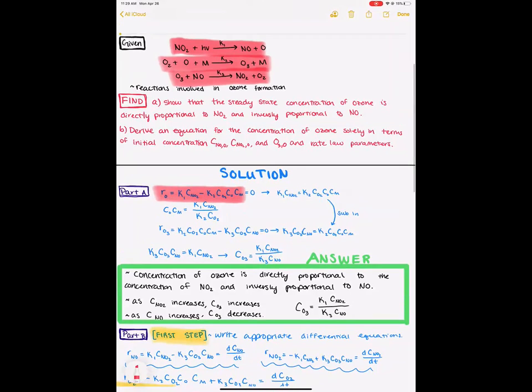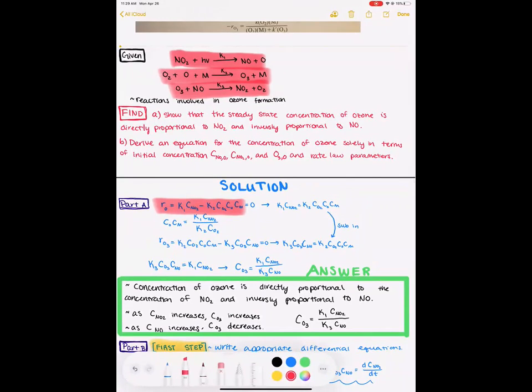So for this first part, we can see that K1 is associated with NO2 to form O, and then we subtract K2 times the concentrations of O2, O, and M, because we're taking O away in that section. So that's how you get the rate law equations for each, and we do that a few more times in the solution.